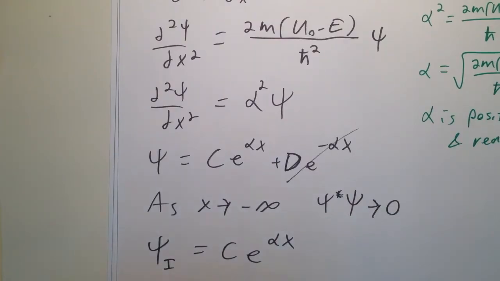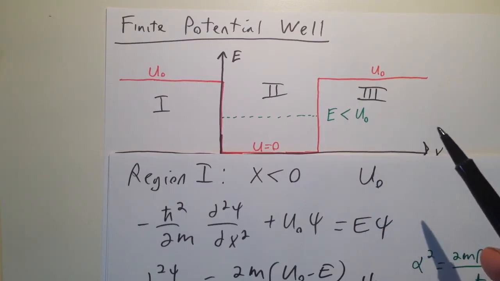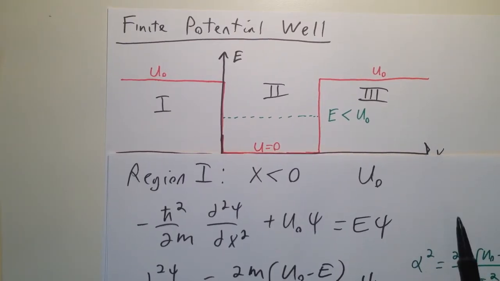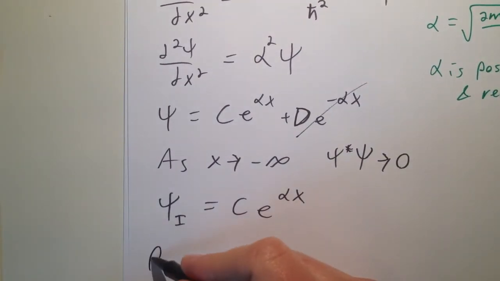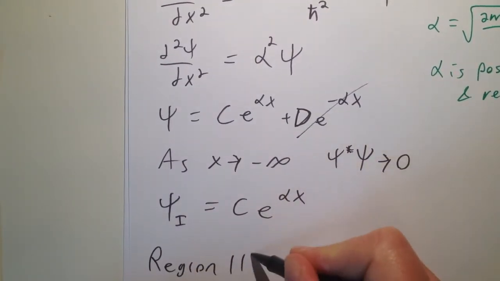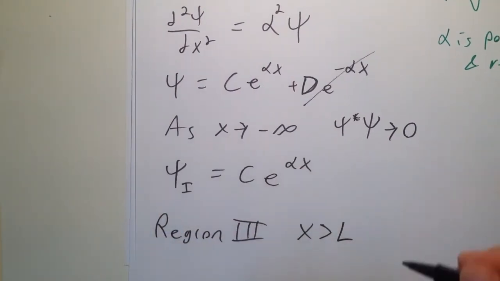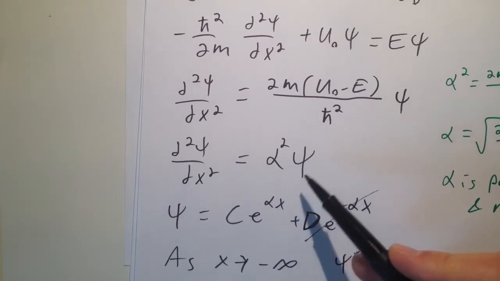Okay, and now let's think about region 3. It's basically going to be the same Schrödinger equation and the same solution over here. We're just going to have to make a separate argument as we go to positive infinity that the wave function should go to 0. Okay, so let's do that real quick. In region 3, that's the region x greater than L, we also have a potential in that region. I again write down the Schrödinger equation, I again solve it, and I'm going to get basically the same thing I had up here.